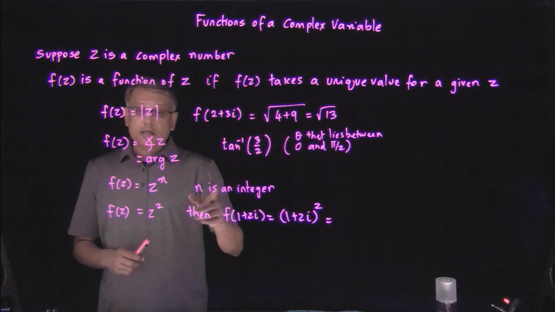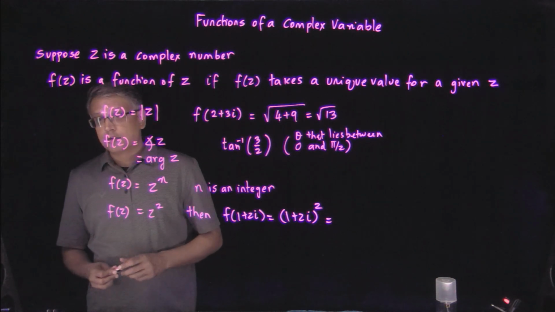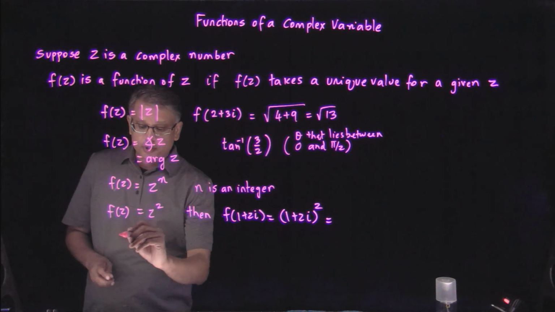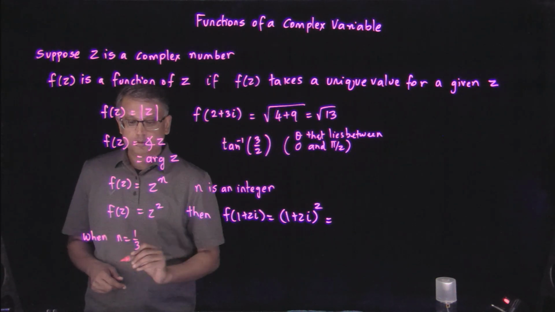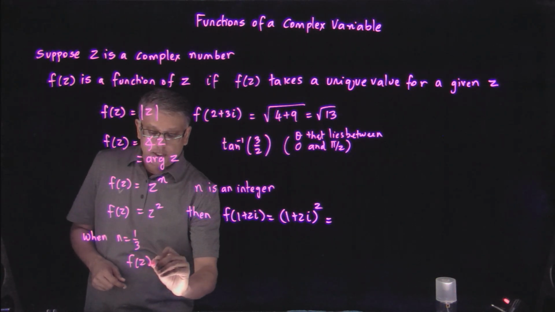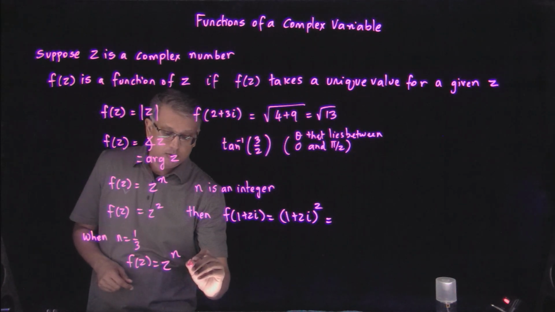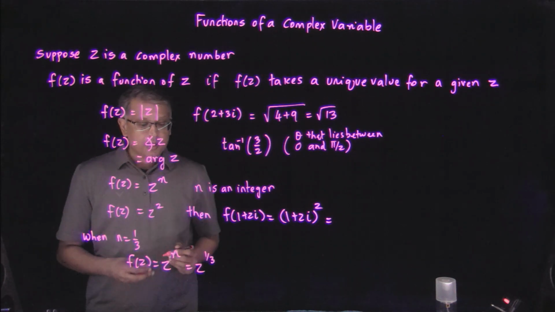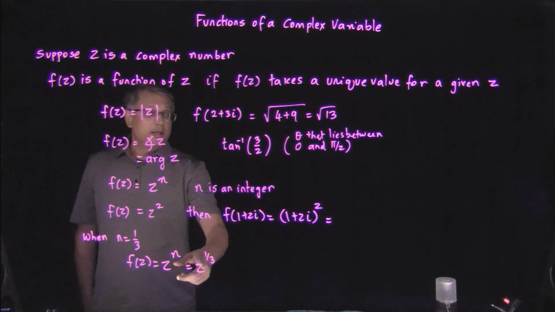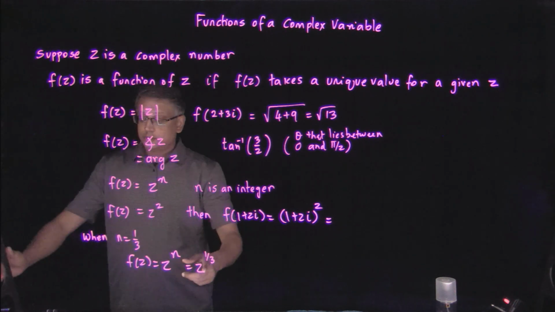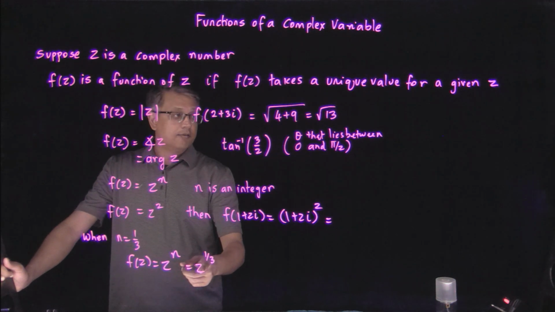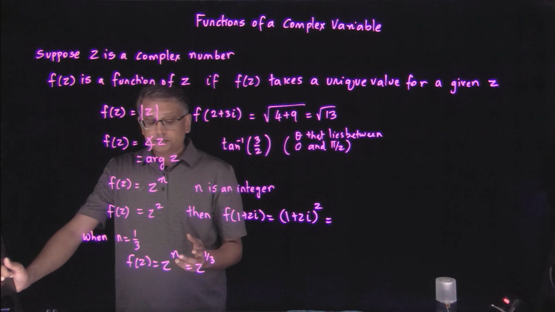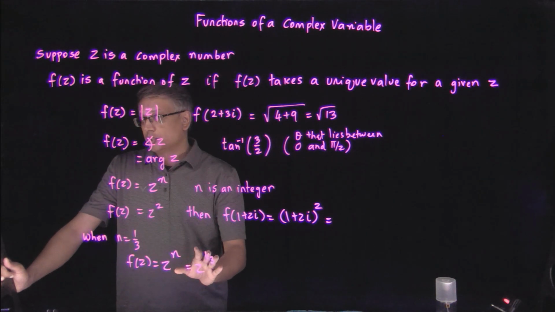However, when n is not an integer, f of z is not a function. So for example, when n is, let's say, 1/3, then f of z is equal to z raised to n, which is z raised to 1/3. We have already seen that there are three values such that when you take them to power 3 will give you any given value of z. So z raised to 1/3 is not a unique value. So by itself, it's not really a function.